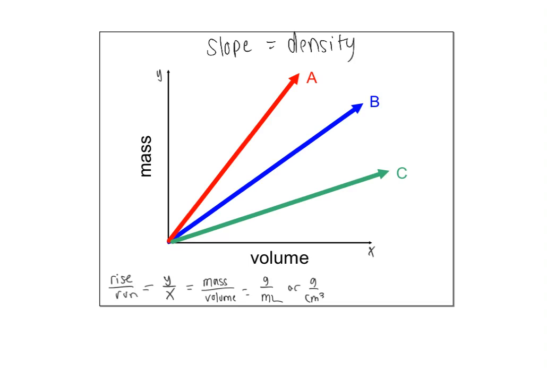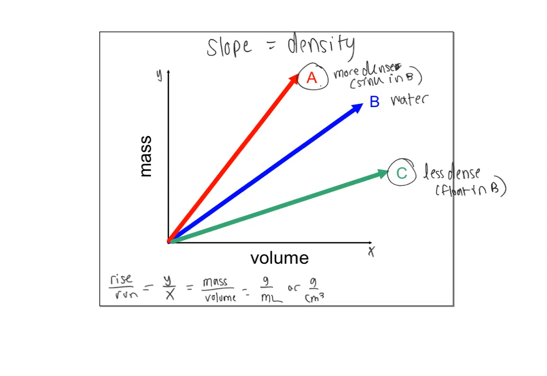So what substance, A, B, or C, has the biggest density? That's going to be substance A. What has the smallest density? That's going to be substance C. Let's pretend for a second the one in the middle, B, is water. What I know from just peeking at this graph is substance A is more dense than water, which means it will sink in B. And substance C is less dense because it has not as steep of a slope as water, so it will float in substance B, which is water. So that's some information you can gather from these graphs.